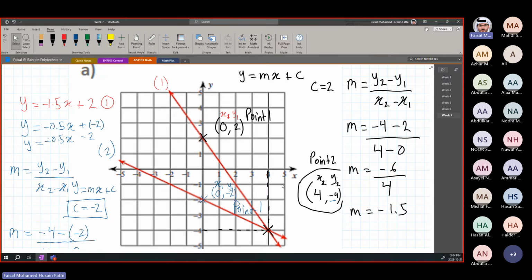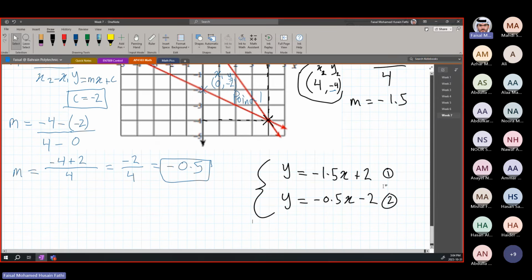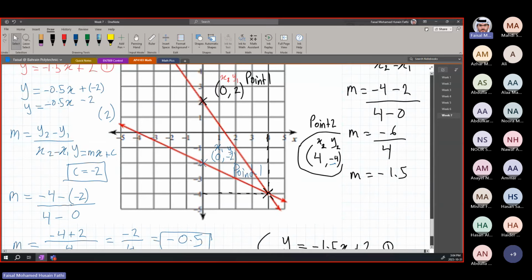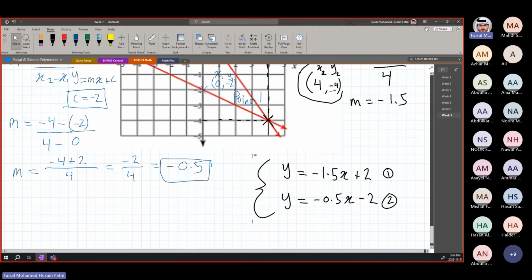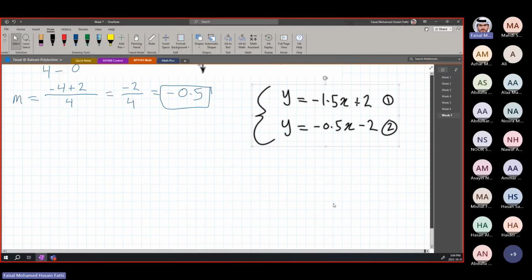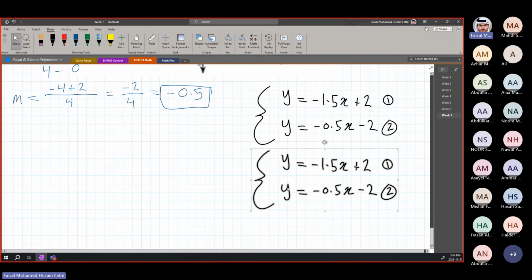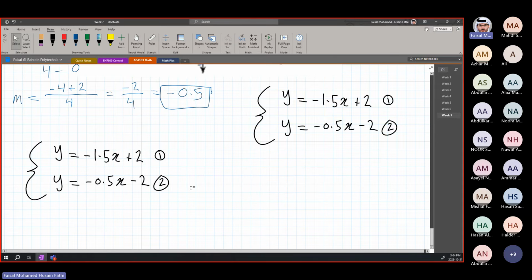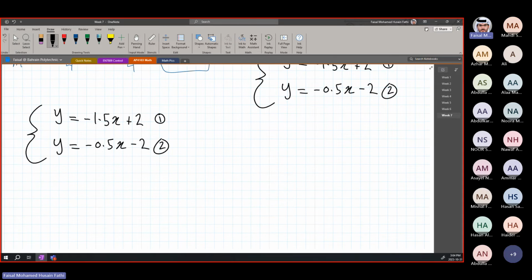Yes, the reason we are finding these 2 equations is we want to solve and make sure that when we are solving, we get this point, which is 4, minus 4, as the solution, because that's where they are intersecting. But now we will solve these just to show, because the question clearly says by giving your explanation. So this is how you give the explanation. So now if we want to solve these, let's use, for example, the elimination method.